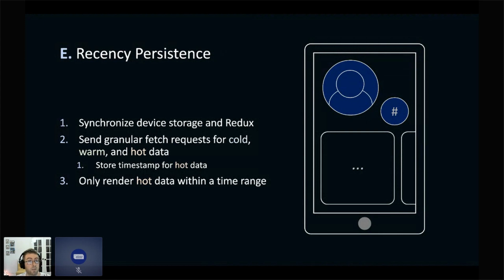So our strategy becomes still not as simple as originally, but relatively straightforward. First, we synchronize our device storage in Redux, as before. Then we send granular fetch requests for cold, warm, and hot data. And alongside the hot data, once that finishes, we then store a timestamp. Maybe it's sent from a server, maybe it's, I don't know, just computed on the client. And then lastly, in our render logic, we only render the hot data if it's within a timestamp.